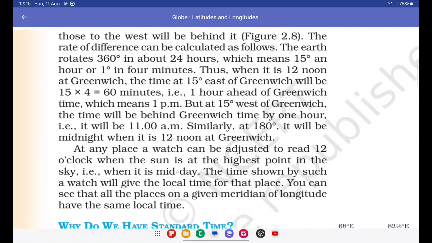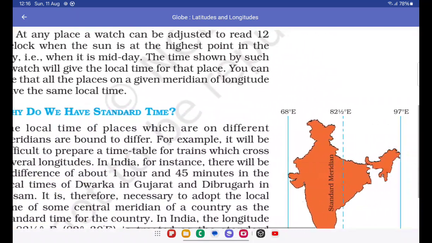At any place, a watch can be adjusted to read 12 o'clock when the sun is at the highest point in the sky. That is when it is midday. The time shown by such a watch will give the local time for that place. You can see that all the places on a given meridian of longitude have the same local time. So this is obvious.